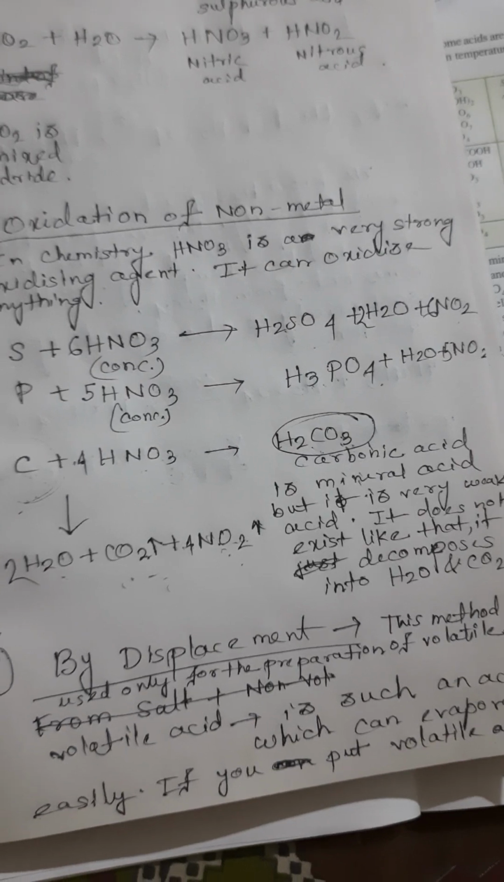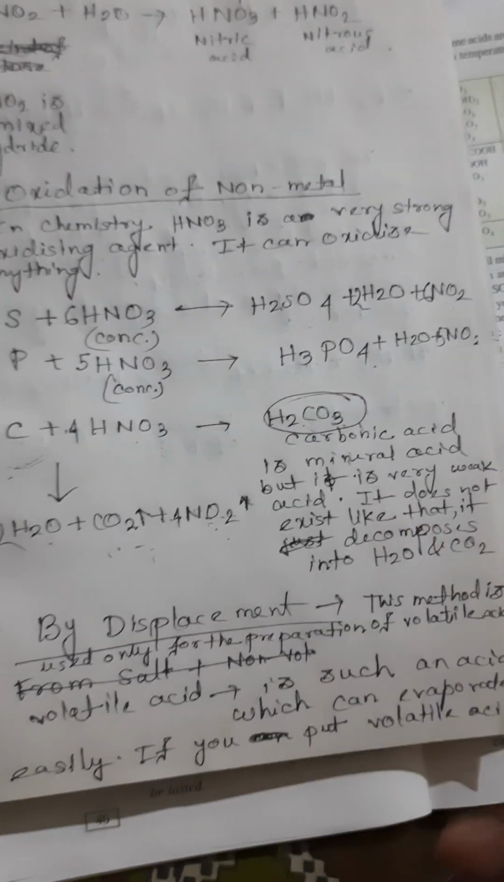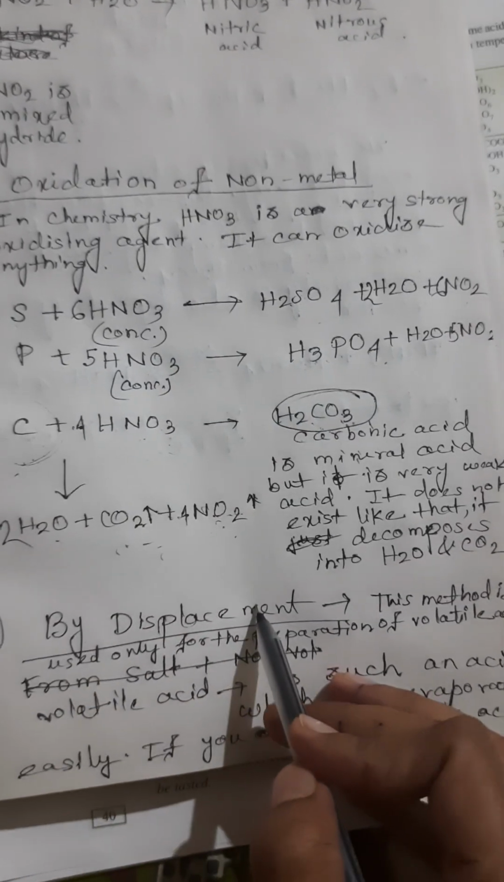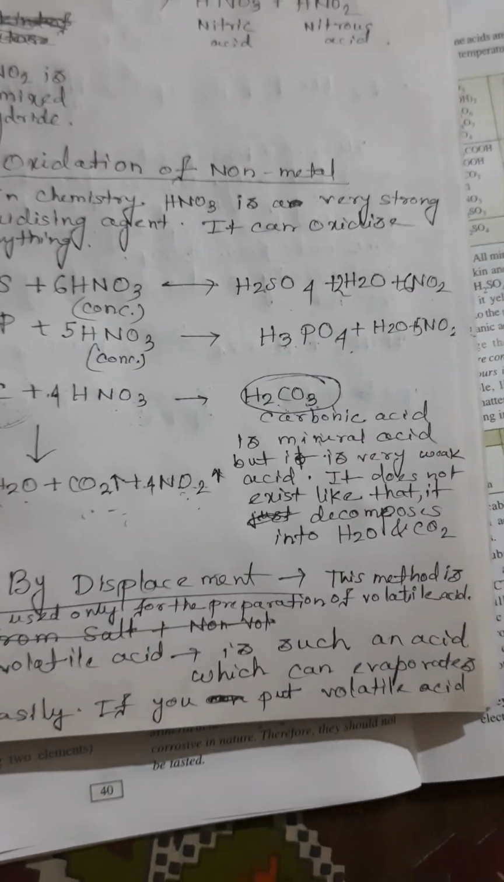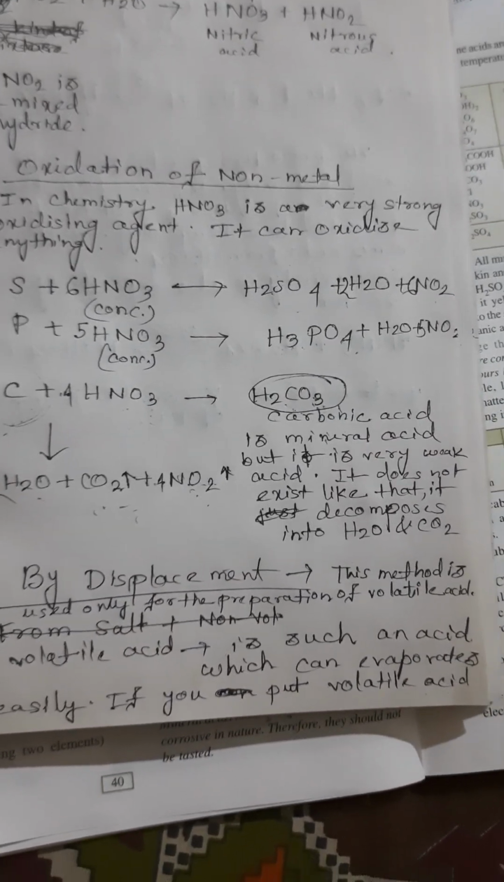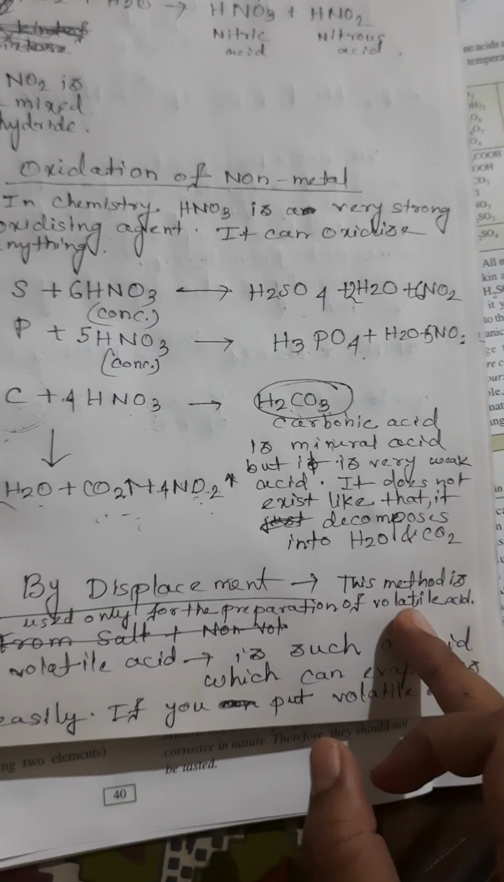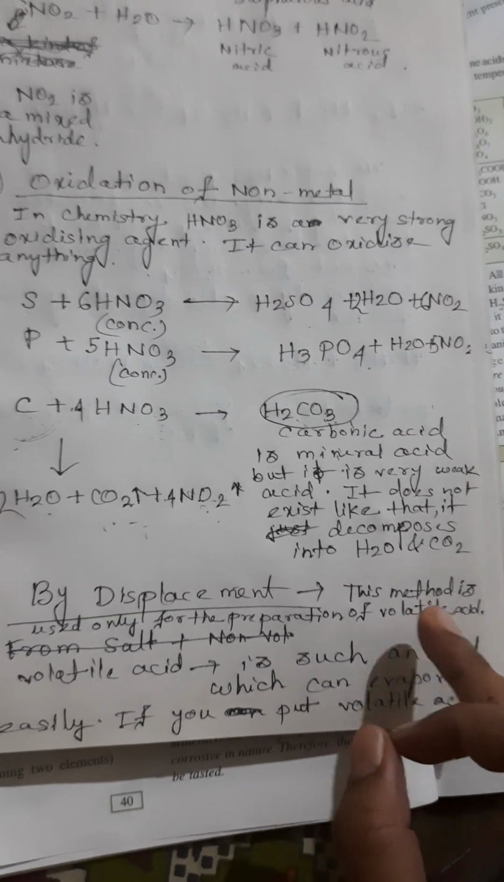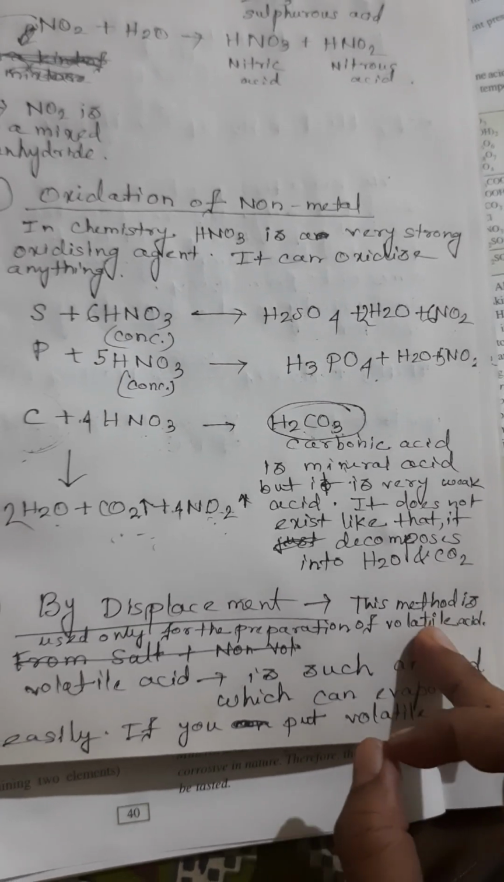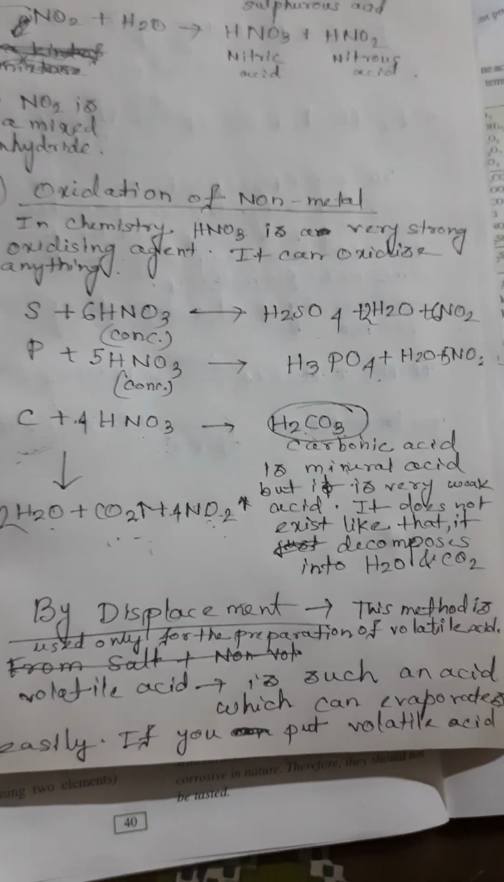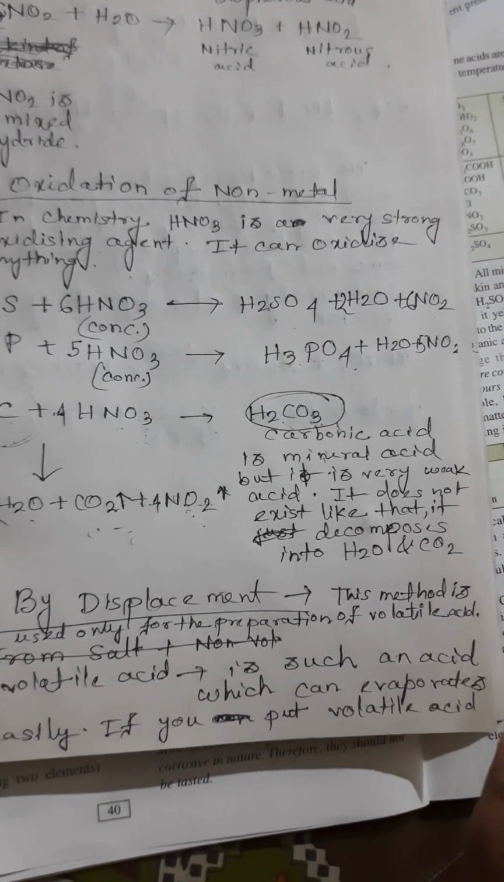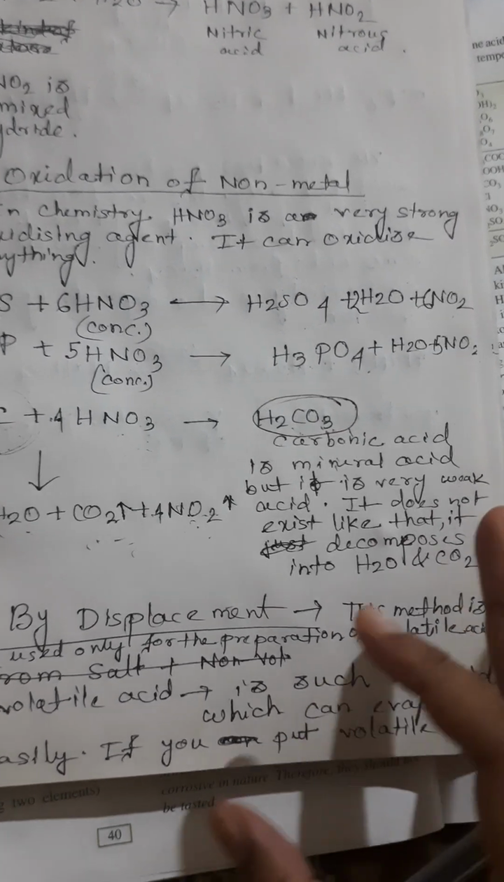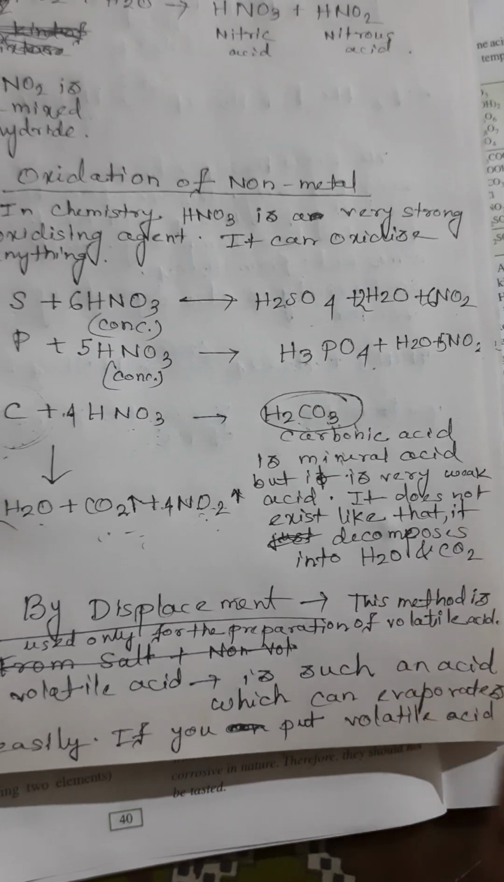Now the last method is by displacement. Okay, this method is used only for the preparation of volatile acids. Here is a new term, volatile acid. You all know what the meaning of volatile acid is. A volatile acid is an acid which can evaporate easily.